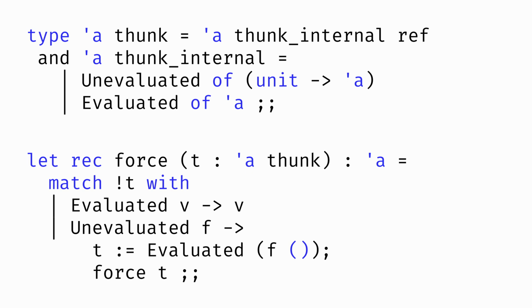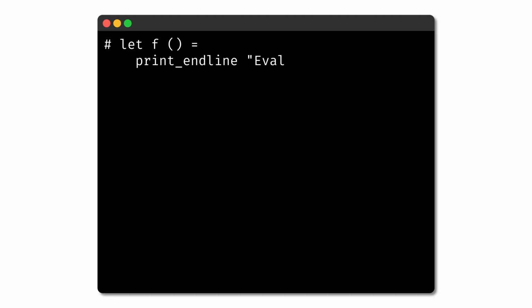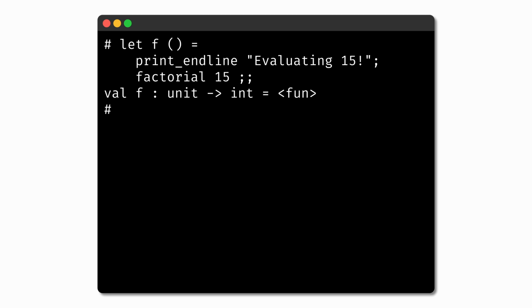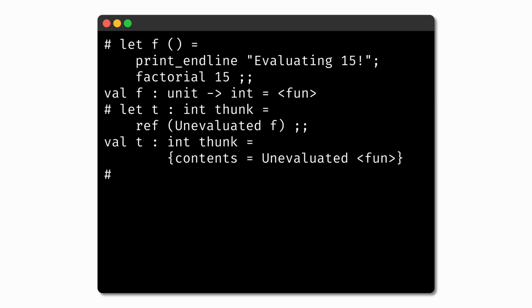So with this new data type, we can create thunks anytime we have values we want to compute once and then remember. Here's a function, for example, that first prints a message saying that it's evaluating, and then calculates the factorial of 15. Let's define a new thunk to be a reference to unevaluated and that function. So the thunk represents the factorial of 15, but it hasn't been evaluated yet.